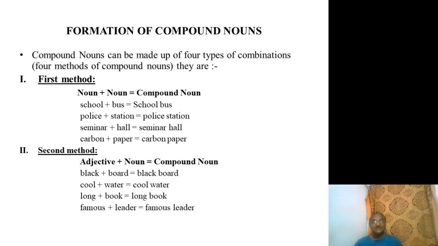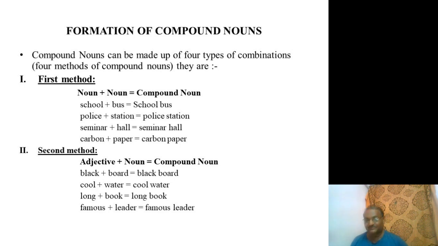School is just a noun. Bus is a noun. So how is it combined? It's combined and it's called a compound noun. School bus. School is a noun, bus is a noun. Noun plus noun becomes compound noun. Police is a noun, station is a noun: police station. It's a compound noun. Seminar is a noun, hall is a noun. It becomes seminar hall. Carbon plus paper.